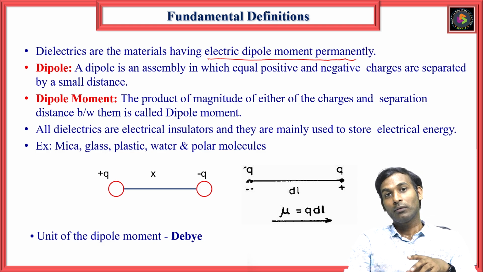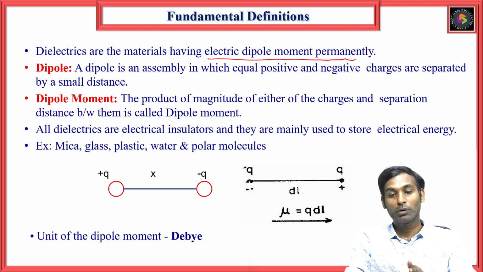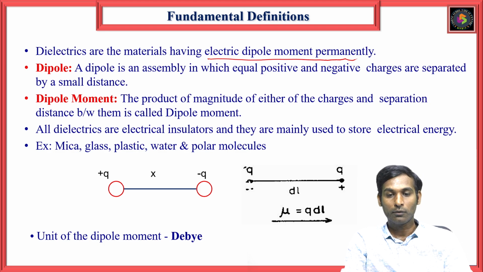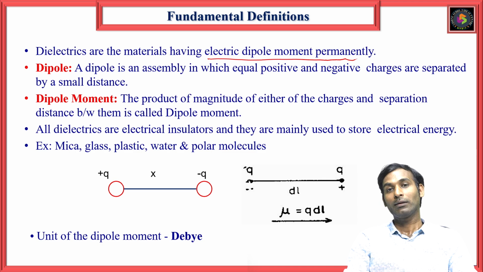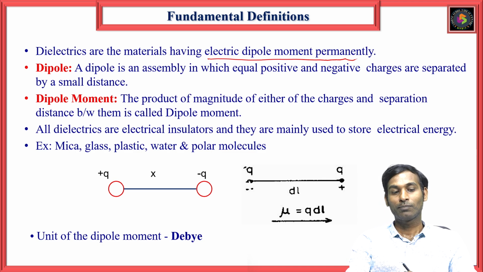In the dipole moment, polarization is important. Polarization is equal to dipole moment divided by volume. The product of the magnitude of either of the charges and the separation distance between them is said to be the dipole moment. It is a microscopic quantity.